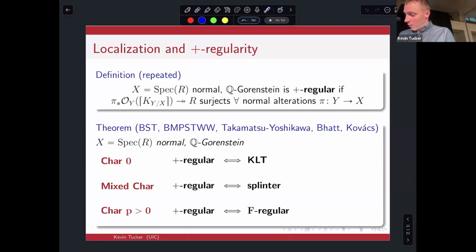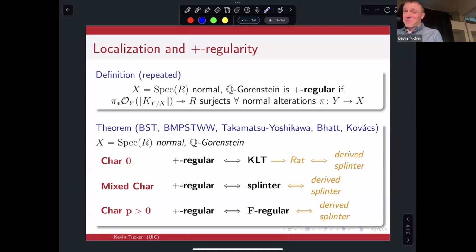One of the things that showed up a little bit in Carl's talk was the derived splinter condition. Bhatt really showed that in mixed and in positive characteristics, splinter is the same as derived splinter. So it behaves this way. There is a subtle point here. In characteristic 0, derived splinter by the work of Kovács is really the same as rational. So the subtle point is that maybe derived splinter is not the right thing to fill in the dictionary because it doesn't correspond to both KLT and F-regular as we would hope. Okay.